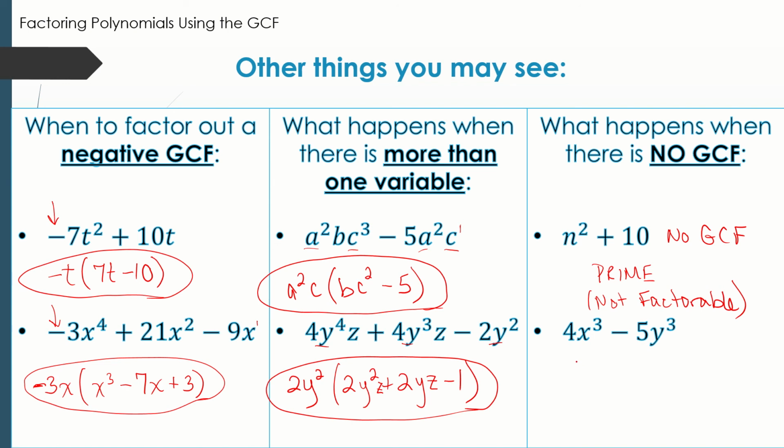So this other example, we have 4x to the third minus 5y to the third. So 4 and 5, they have no numbers in common. Here we have x to the third, but there's no x in this term. Here we have a y, but there's no y in this term. So even though the exponents are the same, they do not have the same letters, so we can't take anything the same out of both of those terms. So again, no GCF, which means that this is prime or not factorable.